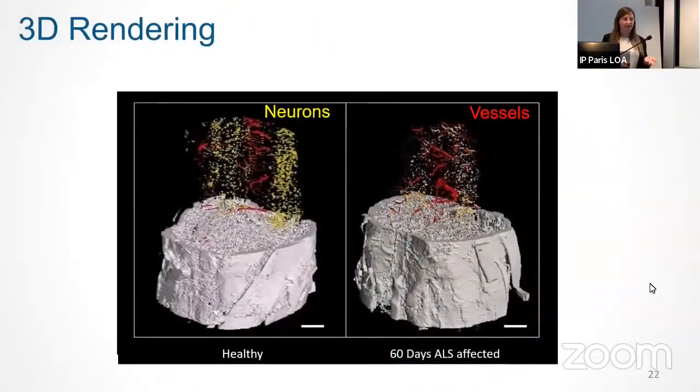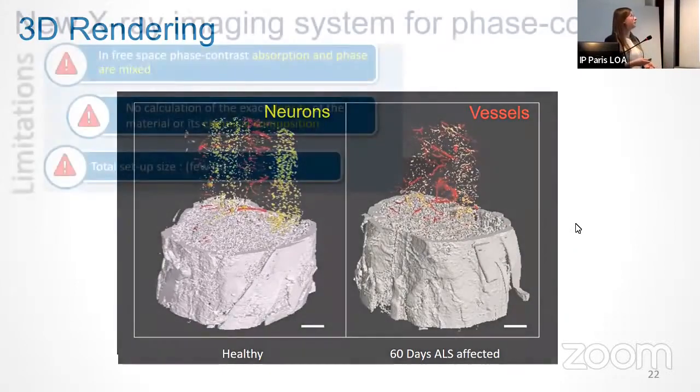This is a 3D rendering of the spinal cord, where in yellow you see the neurons, and in red you see the vessels. On the left you see the healthy mouse. On the right you see the 60 days old mouse, and it's clear even from this 3D rendering the change in the number of neurons and the vascularization inside the spinal cord.